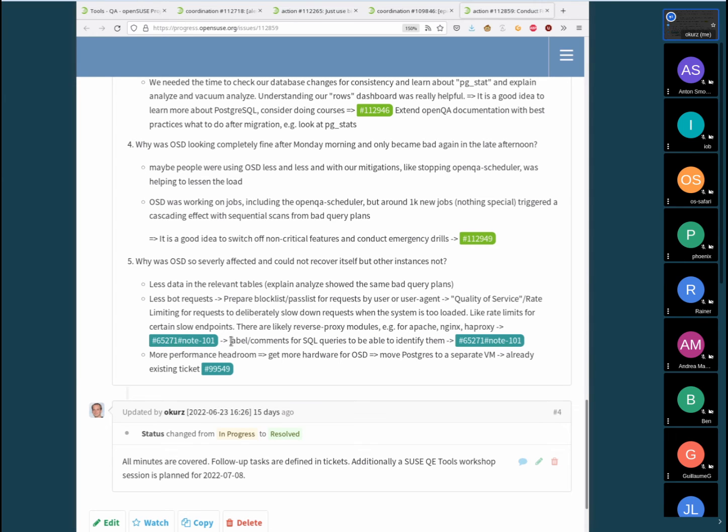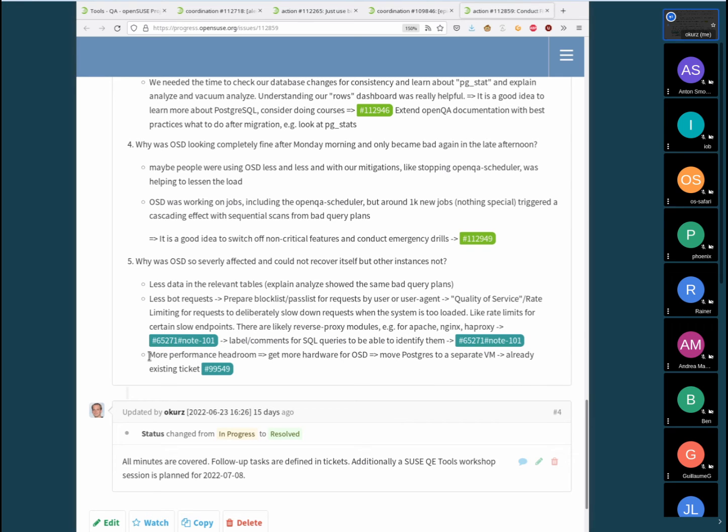We were also thinking that we could actually label the SQL queries to be able to identify them, like having a comment within the SQL query so that from PostgreSQL we can identify where a query comes from. Like, was it triggered by a user looking at test overview? Was it triggered by the openqa scheduler, some external script, some API requests?